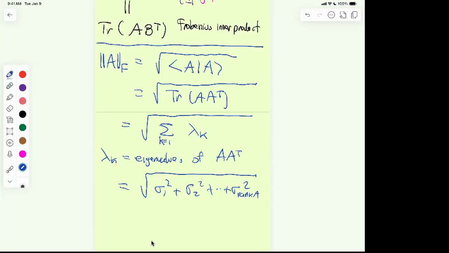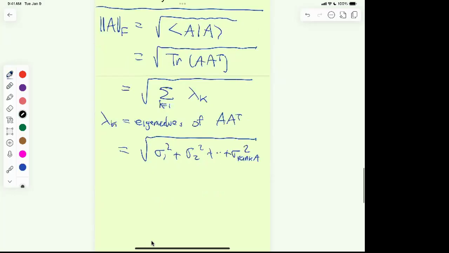So that's the Frobenius norm, and once you have that formula, the distance between two matrices is just what I was telling you. The distance between two matrices is the Frobenius magnitude of A minus B.